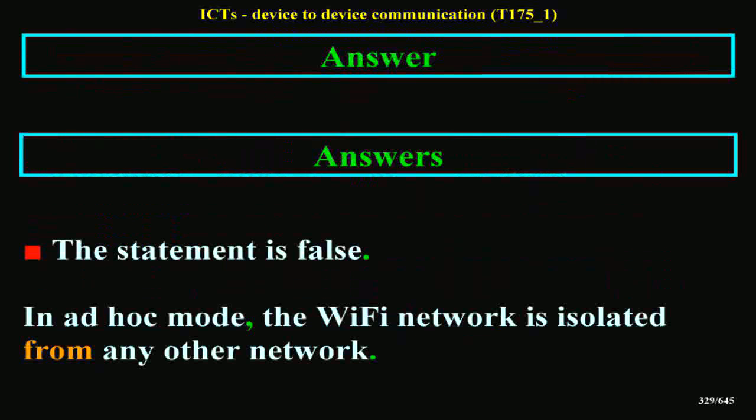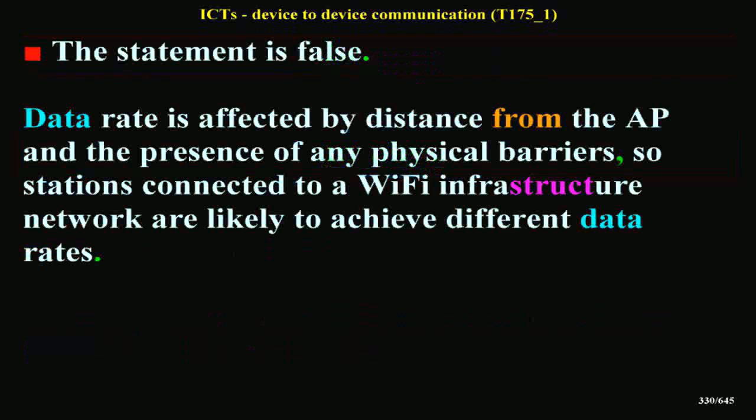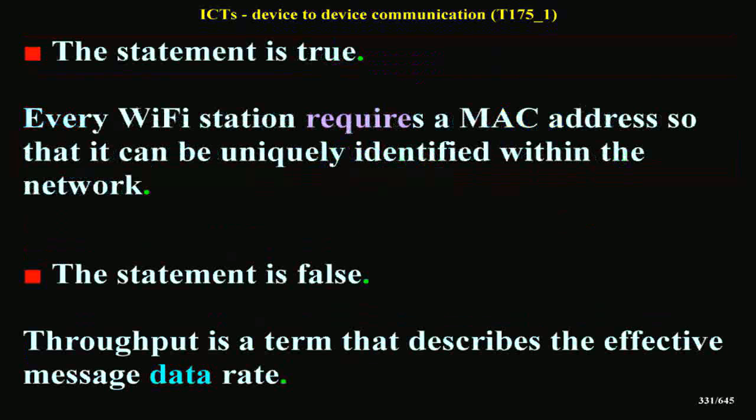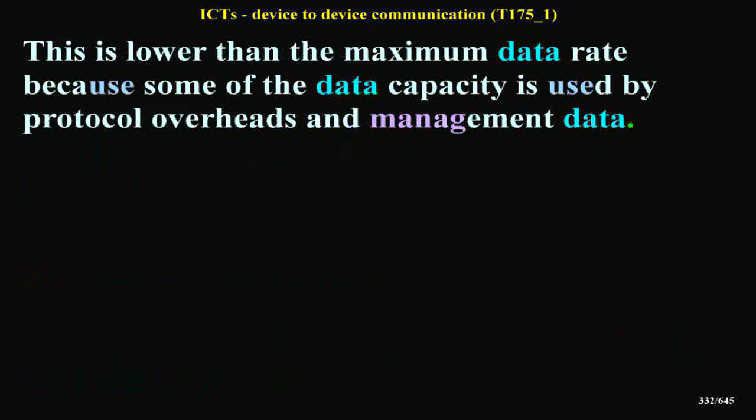Answers. The statement is false. In ad hoc mode, the Wi-Fi network is isolated from any other network. The statement is false. Data rate is affected by distance from the access point and the presence of any physical barriers, so stations connected to a Wi-Fi infrastructure network are likely to achieve different data rates. The statement is true. Every Wi-Fi station requires a MAC address so that it can be uniquely identified within the network. The statement is false. Throughput is a term that describes the effective message data rate. This is lower than the maximum data rate because some of the data capacity is used by protocol overheads and management data.